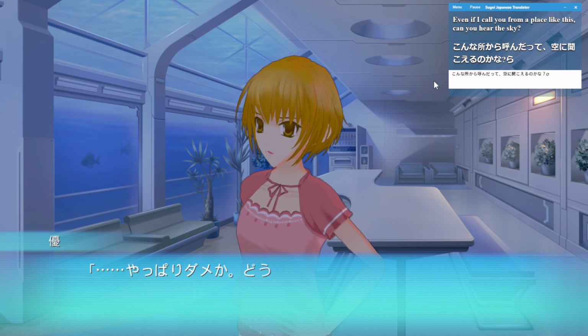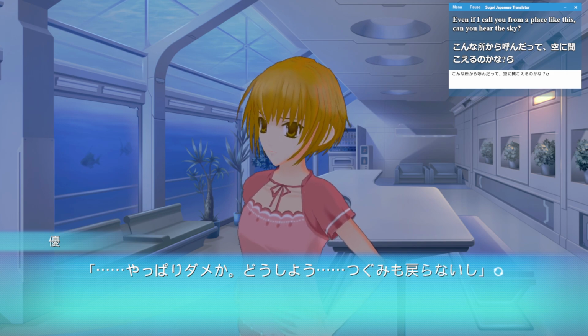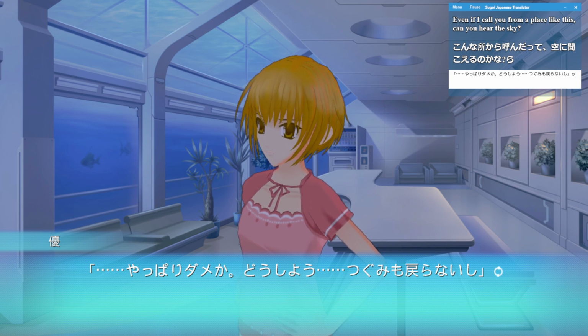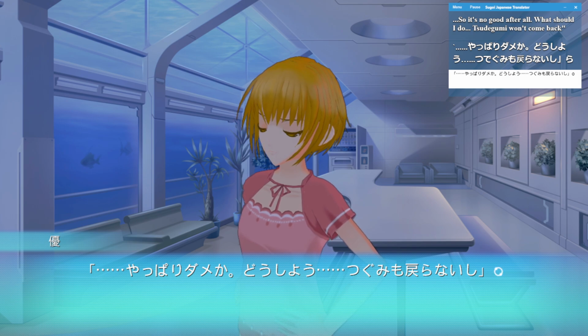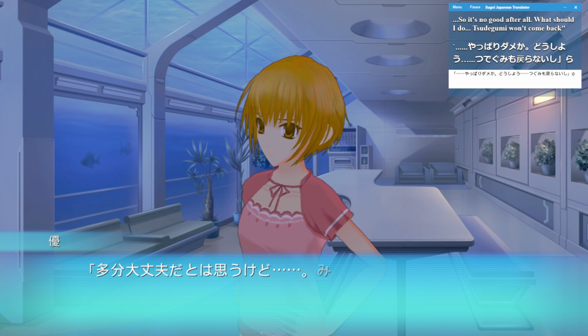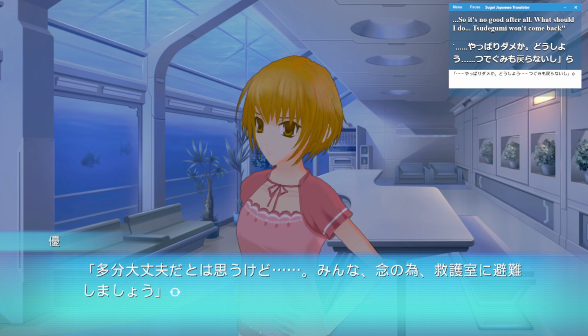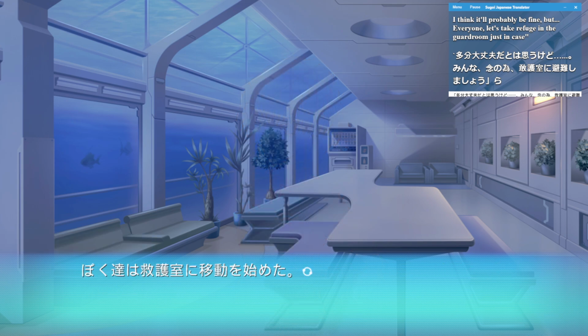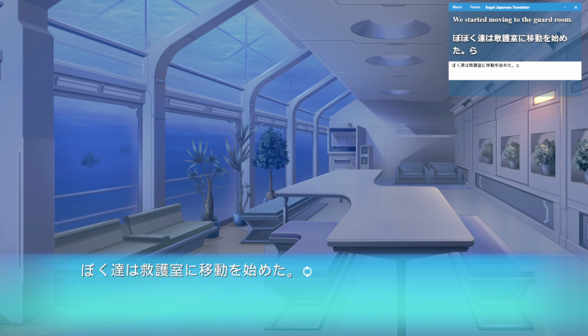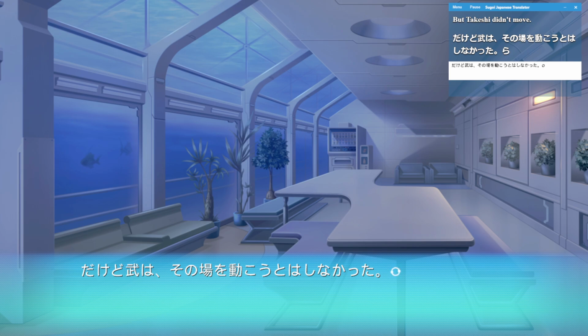So it's no good after all. What should I do? Tsugumi won't come back. I think it'll probably be fine, but everyone, let's take refuge in the infirmary just in case. We started moving towards the infirmary. Now, in the Takeshi side, Tsugumi goes to the control room. She might do that here, but when we encounter her, she might just say, okay, this is what you do. I'm not going to help you this time, but if you really, truly don't know what to do, this is what you do. We'll see if that happens.